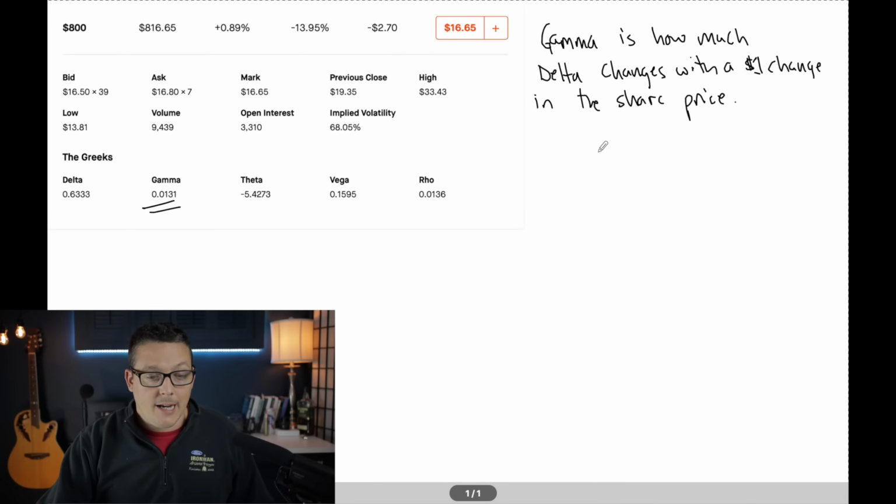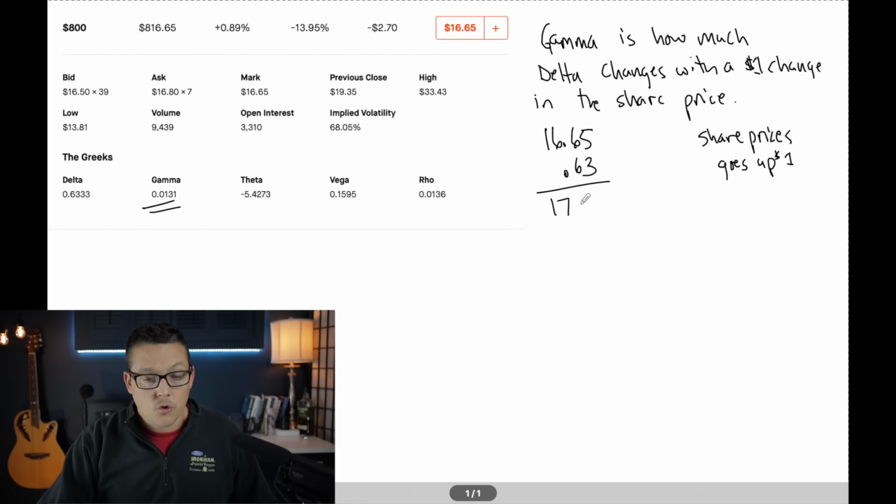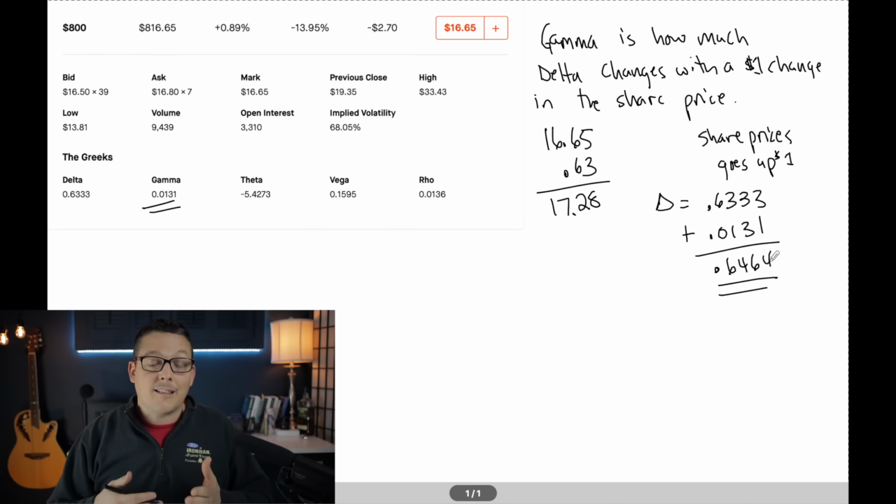So once again, let's take, for example, this premium that we have up here of $16.65. It currently has a delta of 0.63. So if the share price goes up $1, we could see that now it's going to be that 17.28. But now, after that $1 change, the new delta is going to be equal to 0.6333 plus gamma, which is 0.0131. So we could see that now we have 0.6464. That is going to be the new delta at this price.